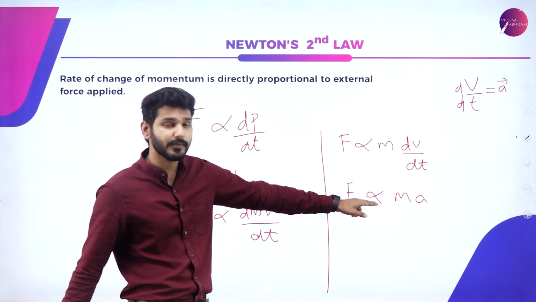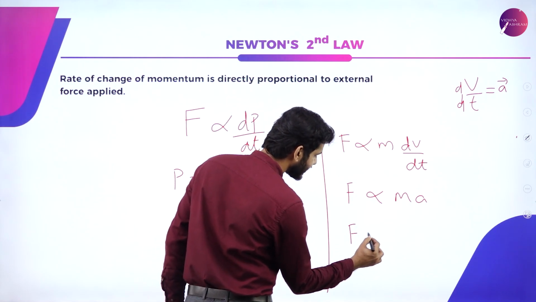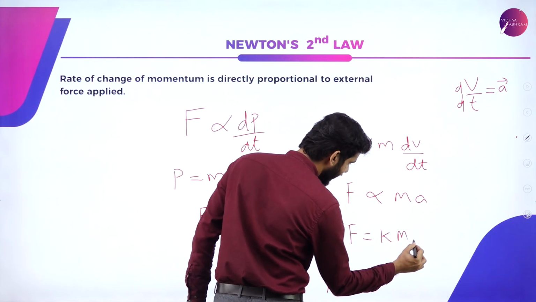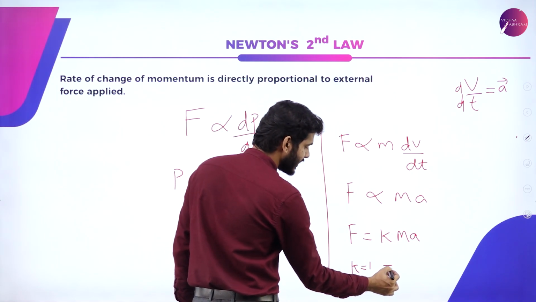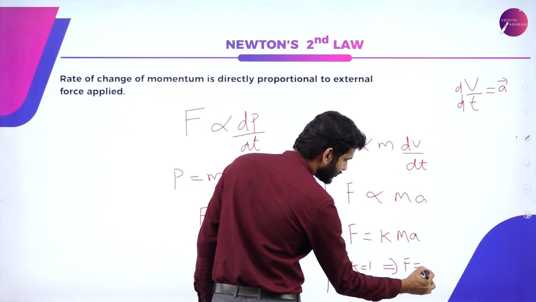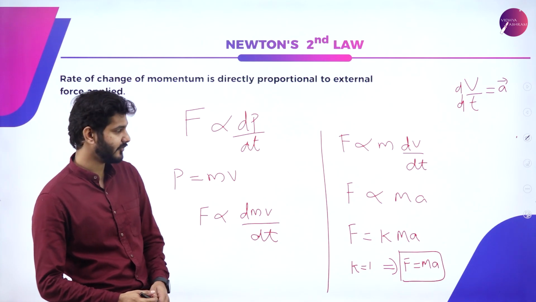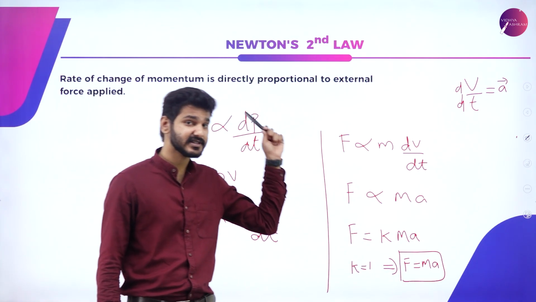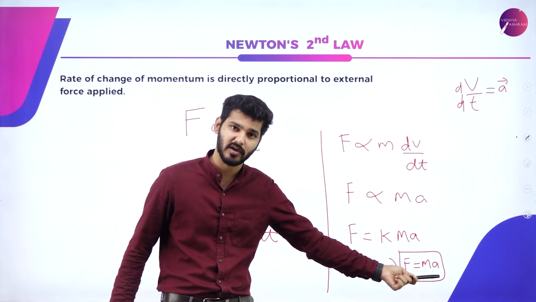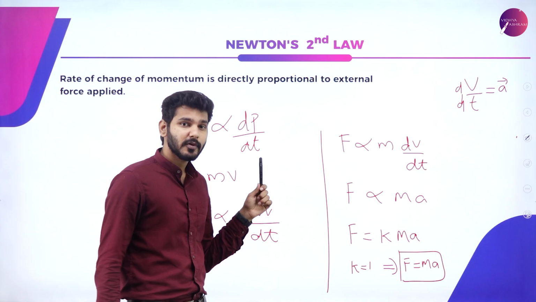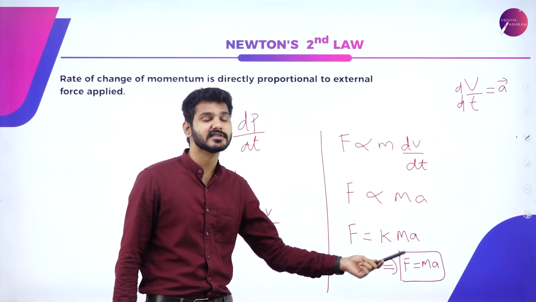And again, there is a proportionality sign here. In order to avoid the proportionality sign, we can simply introduce a proportionality constant, which is k. And here the value of k is equal to 1. So we can write F is equal to ma. That is where the famous equation F is equal to ma came from. So Newton's second law of motion is F is equal to ma. The actual definition is that the rate of change of momentum is directly proportional to the external force applied, and the derivation gives you Newton's second law of motion.